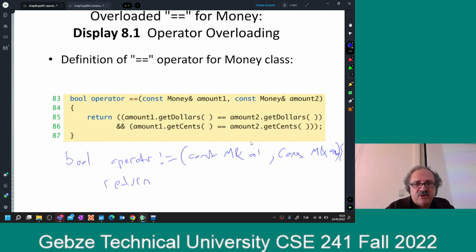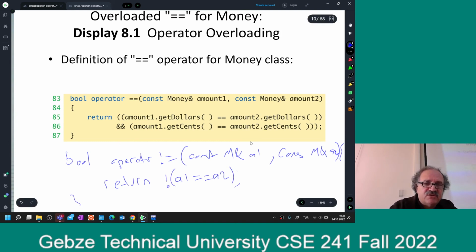Okay, so what am I going to do? I will say A1 equals A2. If they are equal to each other, then return false. If they are not equal to each other, then return true. Okay, that's it. So this one is calling this one. And it would make sense to inline it, right? It's a very simple one line of code, and inline this too.